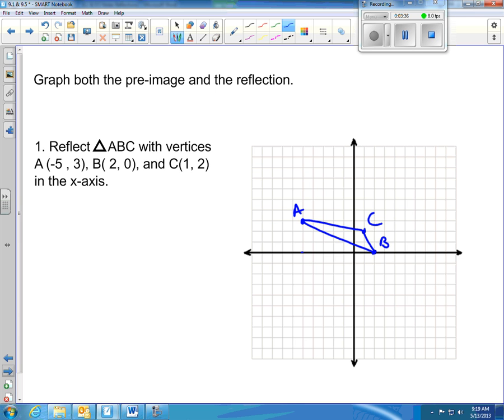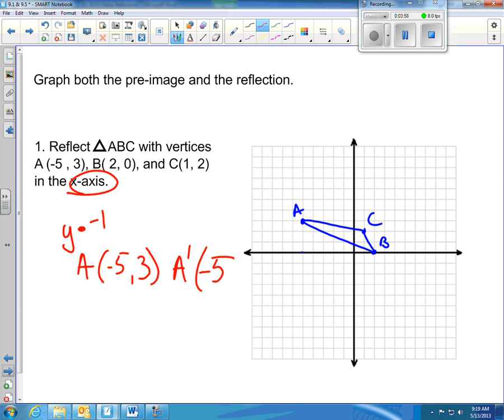All right, so we are going to reflect over the x-axis. So when we reflect over the x-axis, we multiply the y-coordinate times -1. All right, so I'm going to start off with my A, which was -5, 3. And my new one, we're going to call A prime. We're going to have -5, and I'm multiplying my y-coordinate by -1, so we get -3. So -5, and then down 3. So this is A prime.